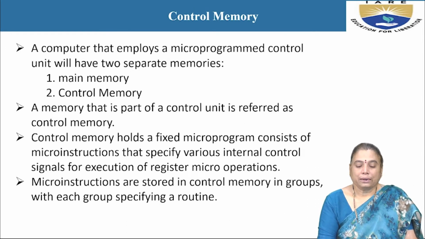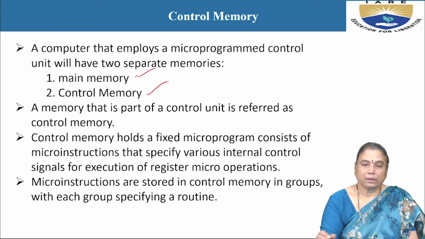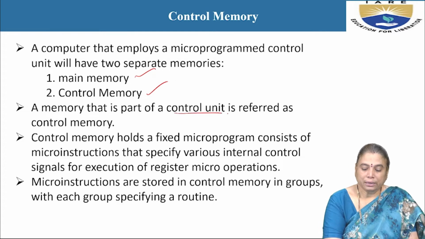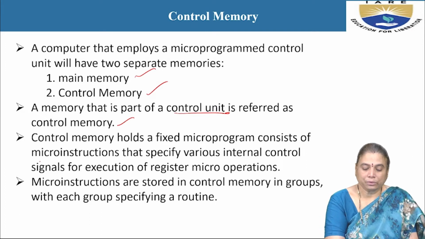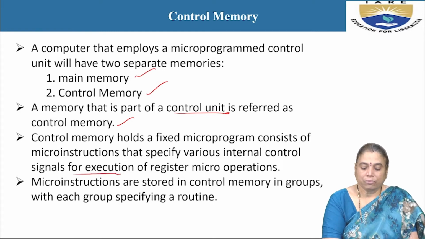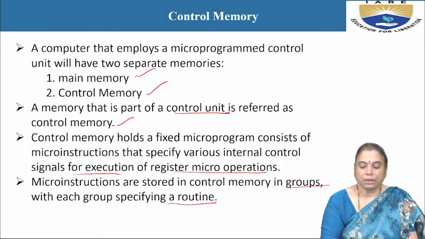A computer that employs a microprogrammed control unit will have two separate memories. One is the main memory, the second one is the control memory. A memory that is part of the control unit is referred to as the control memory. Control memory holds a fixed microprogram consisting of microinstructions that specify various internal control signals for execution of register micro operations. Microinstructions are stored in control memory in groups. Each group specifies a routine.